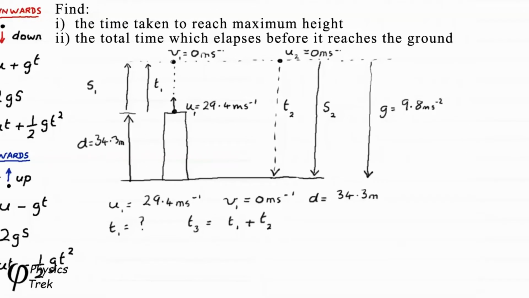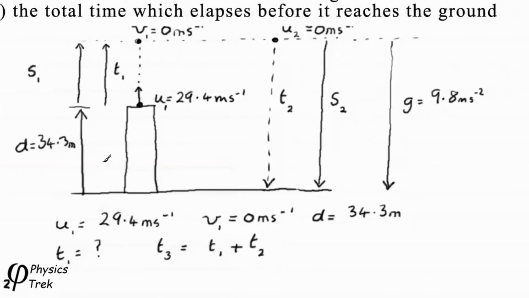Let's spend a little bit more time on this diagram. Okay, the height of the tower D is 34.3 meters. The object sets off with velocity u1, 29.4 meters per second, ends up with velocity v1, 0 meters per second, takes time t1 to reach that maximum height. It travels a vertical distance of s1. When it falls from rest, u2 is 0 meters per second. It takes t2 seconds to fall to the ground. It travels a vertical distance of s2 meters, and it falls under gravity, where g is equal to 9.8 meters per second squared.